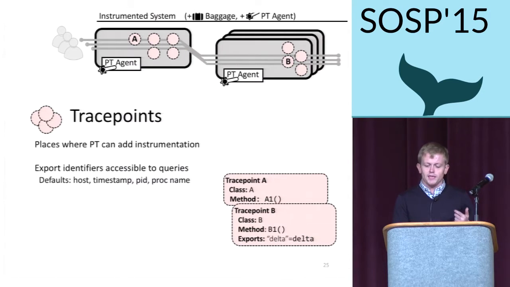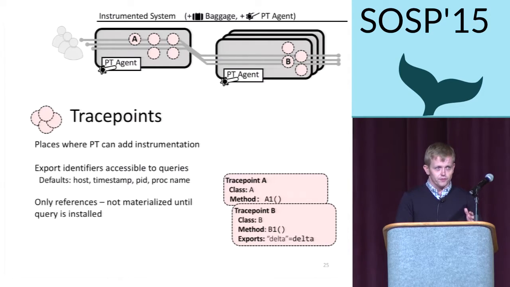Trace points export identifiers for variables in the code that queries can refer to, as well as several default variables such as the host name and the timestamp. Trace points are only references to locations in code. They're not baked into the system, and they don't require a priori modifications. They can be considered like recipes for how to instrument the system. And defining and using trace points isn't difficult. People do this sort of thing today with systems like dtrace.